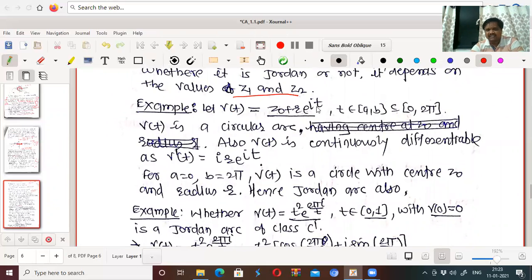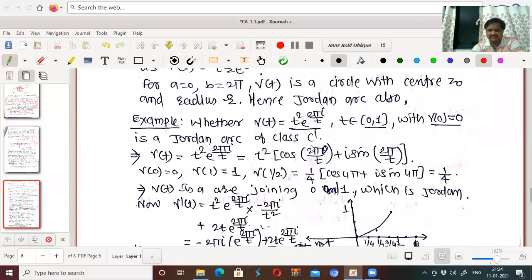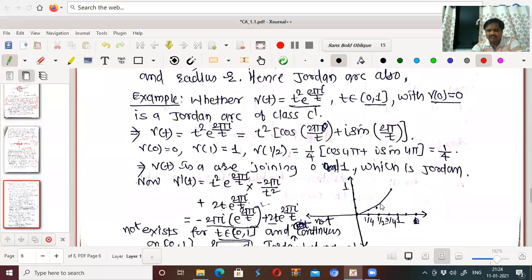The same thing will happen here. Gamma t equal to z0 plus r e to the power it. This is a circular path whose center is z0 and radius is r. It is a circle, hence it is a Jordan arc also, as well as continuously differentiable. It is a differentiable function, so continuously differentiable of class C1.